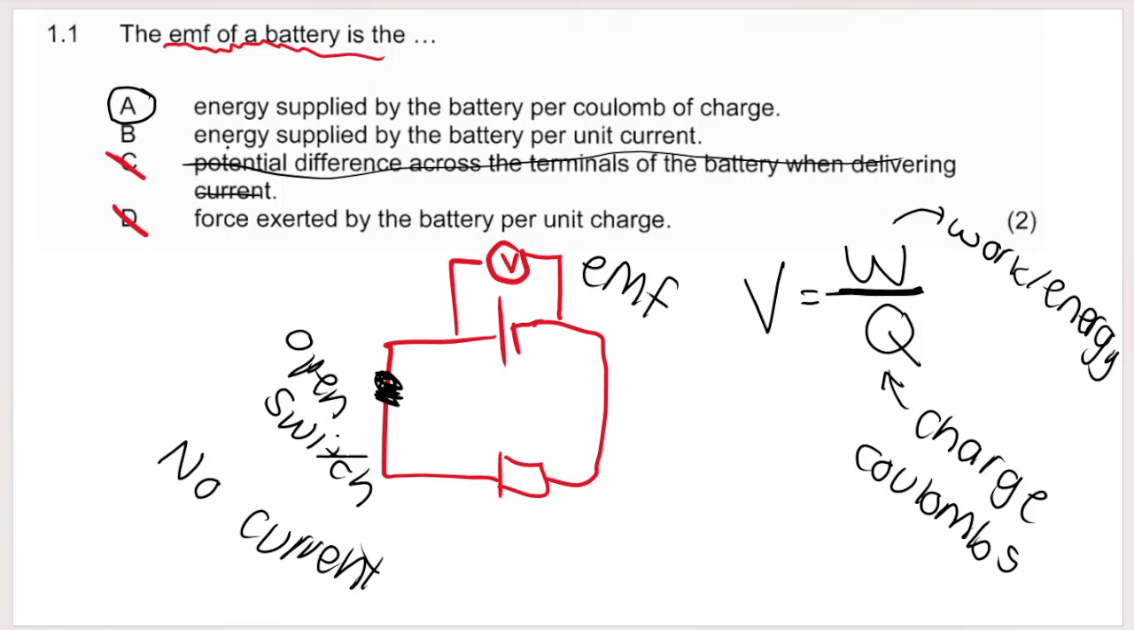It's not B because it's not energy supplied by the battery per unit current. This is per unit charge, not per unit current. I hope that makes sense.